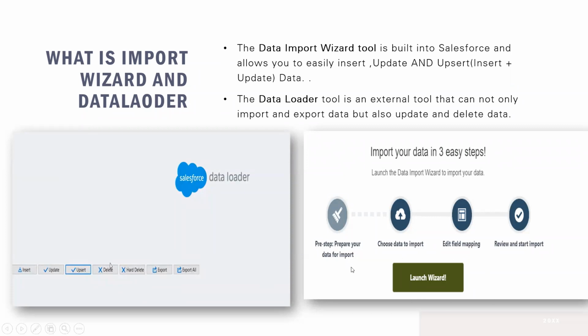This interface you are seeing says: choose prepare your data for import. You are going to open your Excel, and that is where you are going to work on it, and then choose data to import. Which data you want to import, you need to decide, like which field you want to change. Basically, the header is what Salesforce is trying to map with Excel.